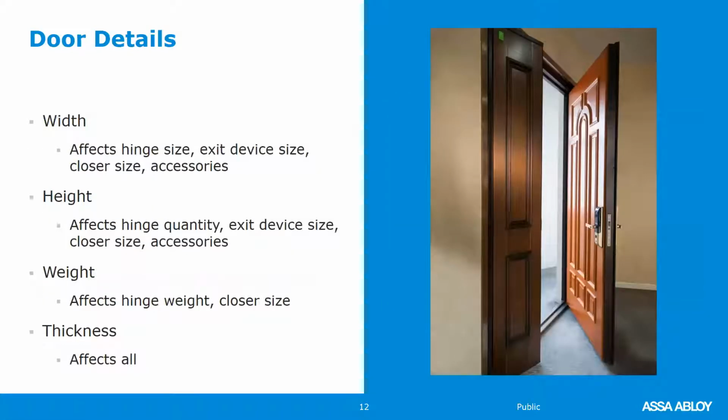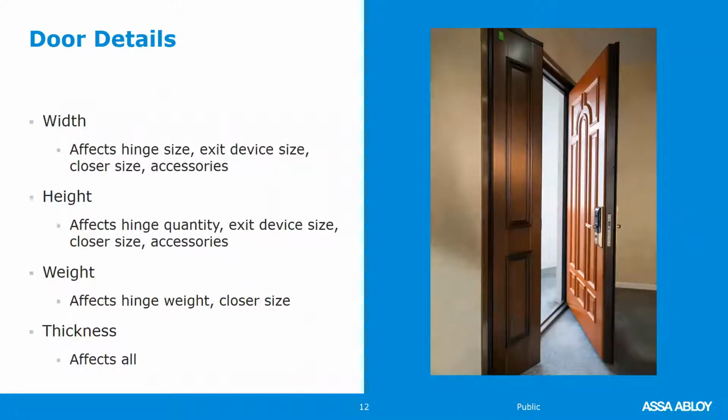Door details like the width, it affects the hinge size, the height. The wider the door, the taller the hinge. Exit device size, closer size, and even closer type are affected by the width, and accessories like smoke seal and possibly even weather stripping. The height of the door affects hinge quantity if you're using butt hinges.